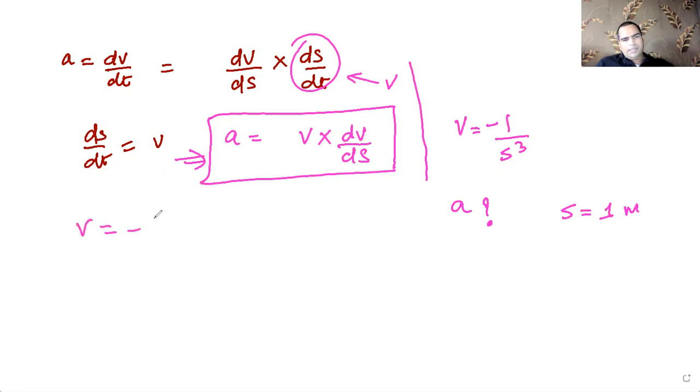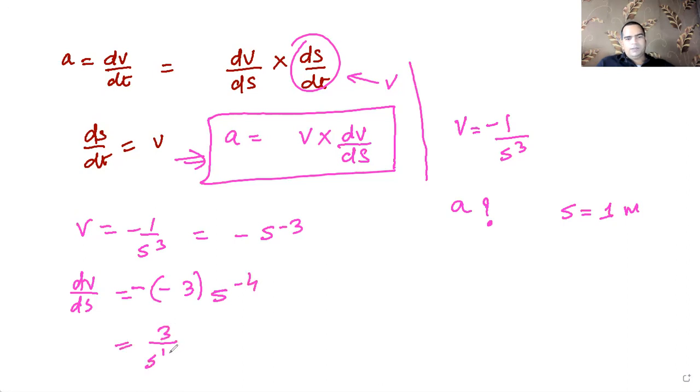Now v is negative 1 over s cube. This can be written as negative s to the power negative 3. So first find out dv by ds. You can see that v's right hand side is in terms of s. So dv by ds will be negative of negative 3, that becomes positive, s to the power negative 4. So it'll be 3 over s to the power 4.